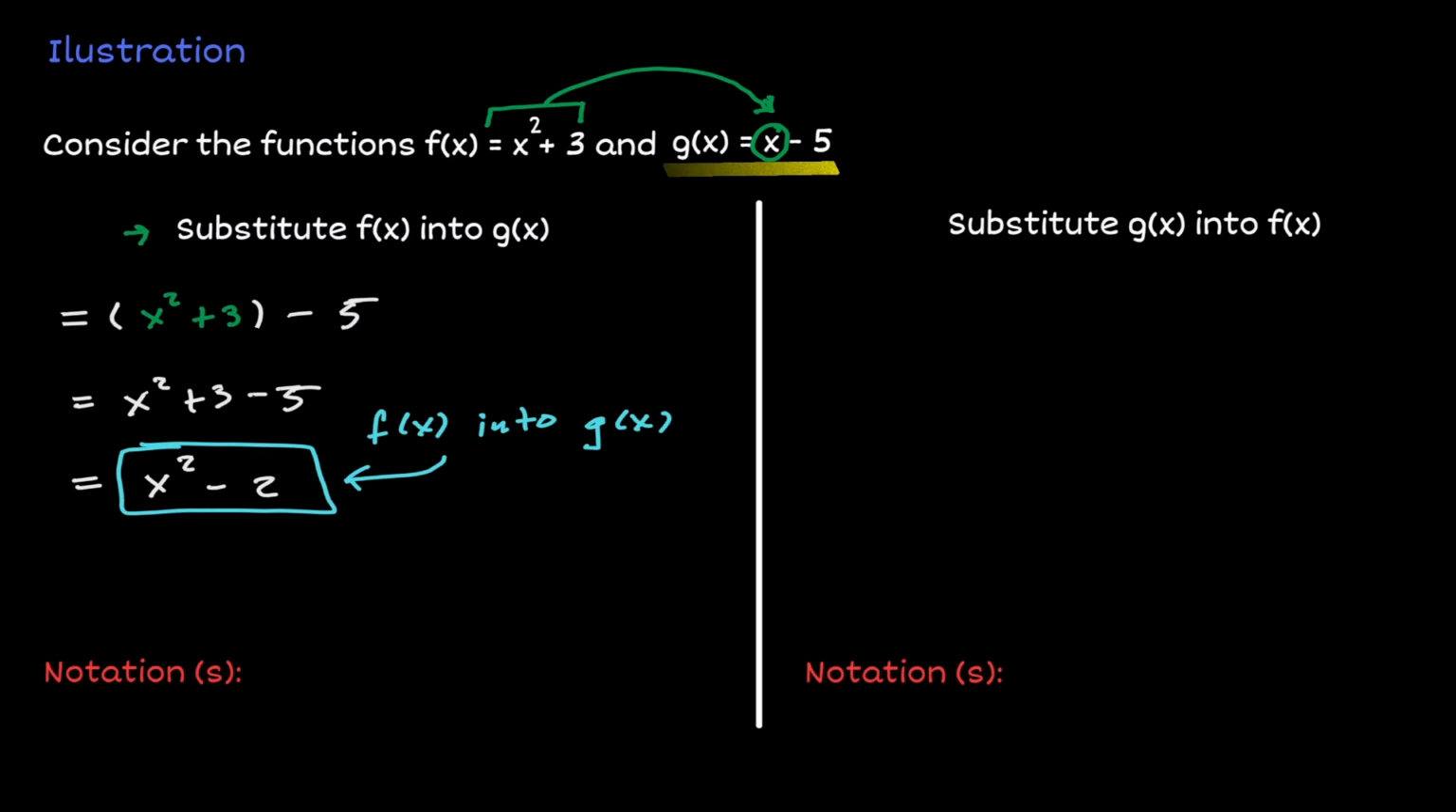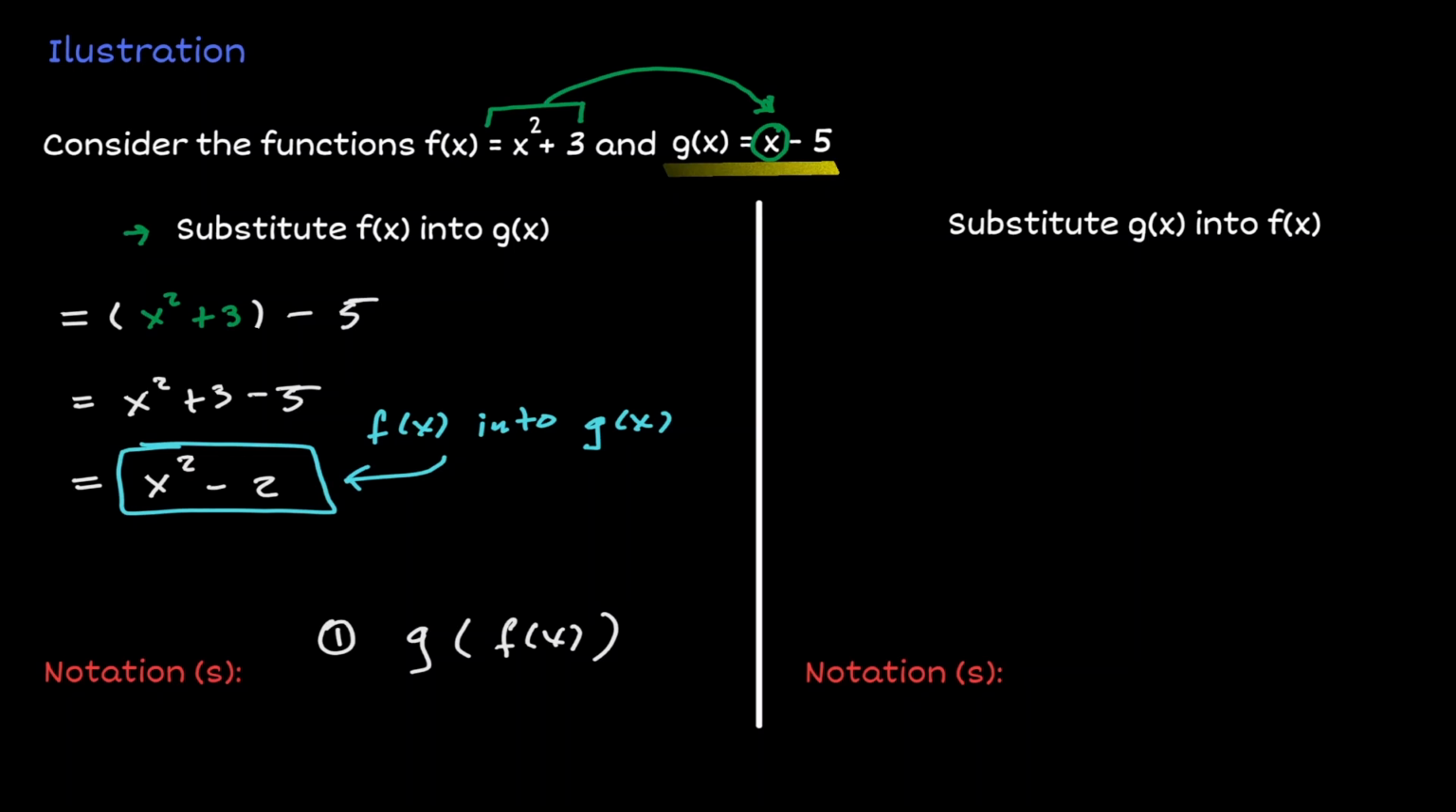And we have notation to represent this idea. Notice that the function that we substituted into was g of x, and the function that we substituted was f of x. So we can represent this idea as g parenthesis f of x, where the inside parenthesis is what we substituted, and the function on the outside is where we substituted to. So we can say that the function f of x was substituted inside the function g.